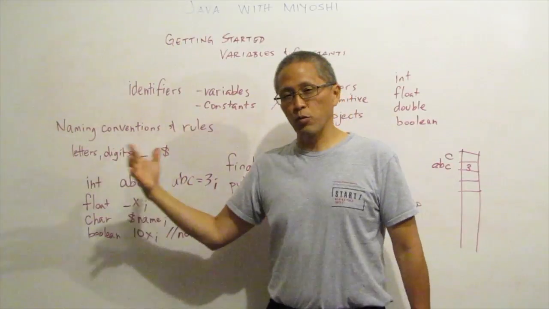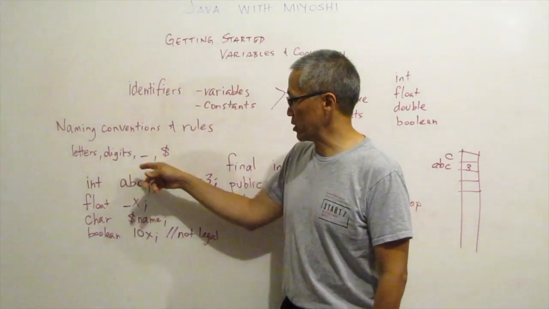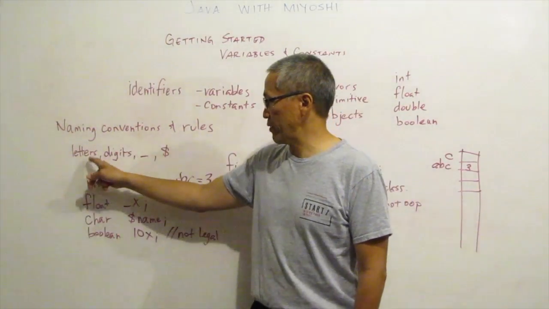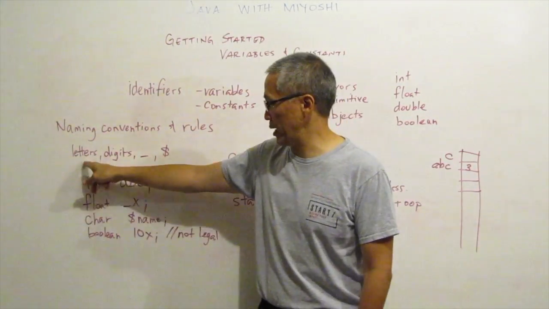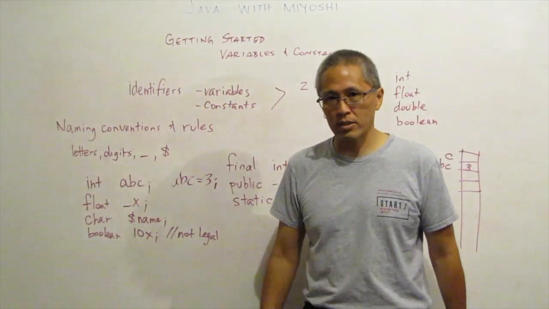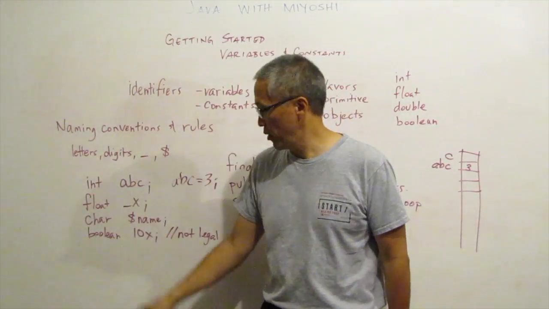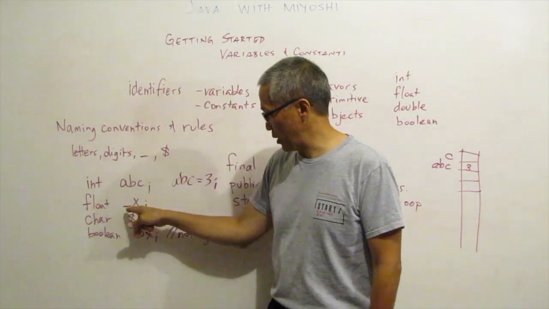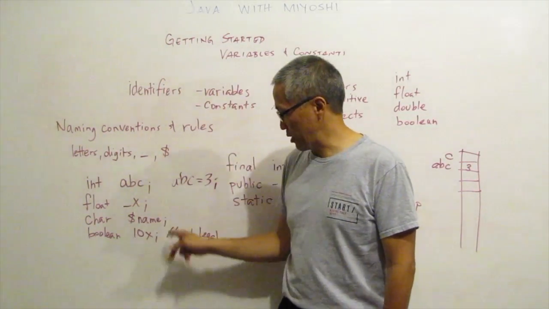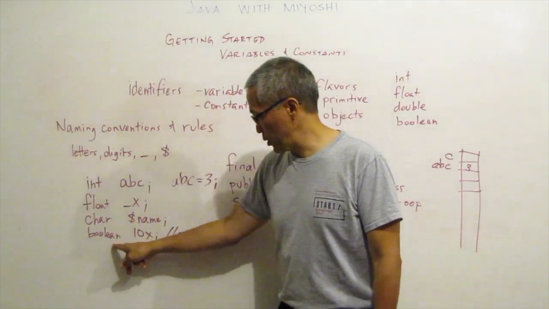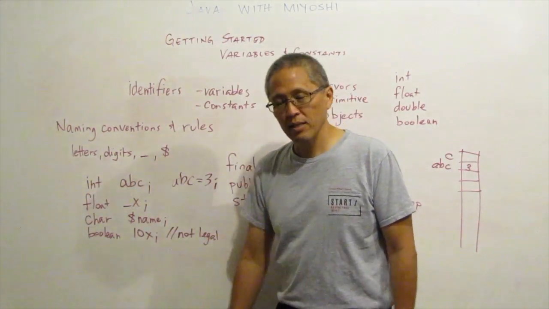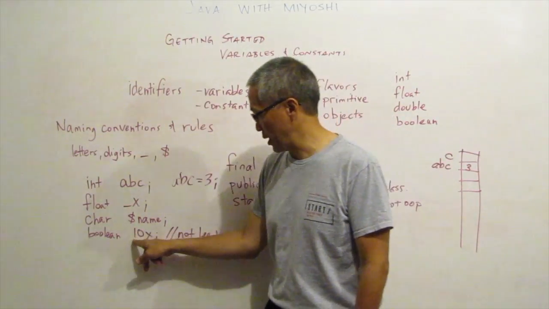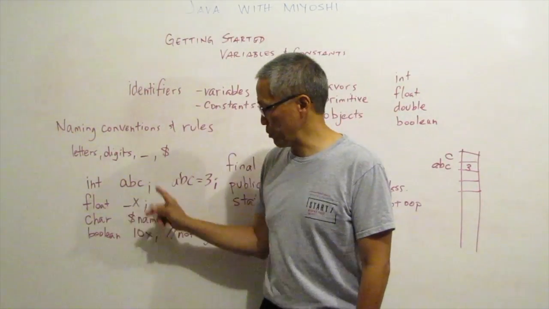And the other rule, if you will, is that you can start the variable or constant names with everything except digits. So you can start with a letter or an underscore or a dollar sign, but you can't start it with a digit. So these would all be legal variable names: int ABC, float _x, char $name. But this one here, boolean 10x, would not work for a variable name. That wouldn't be legal because it starts with a digit. But all these other ones would be fine.